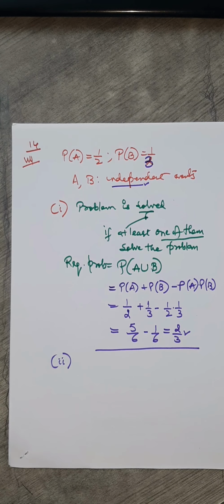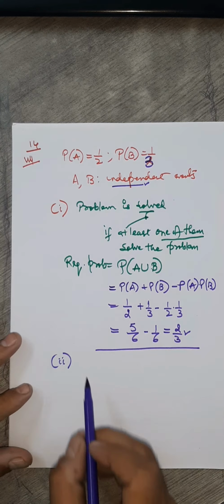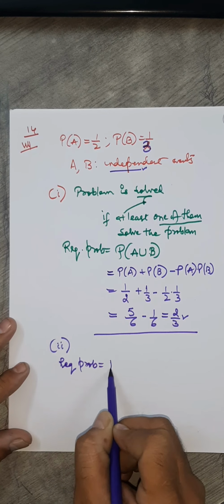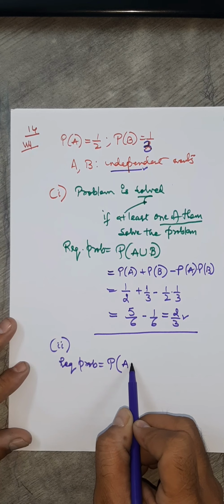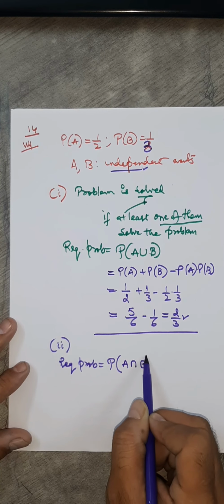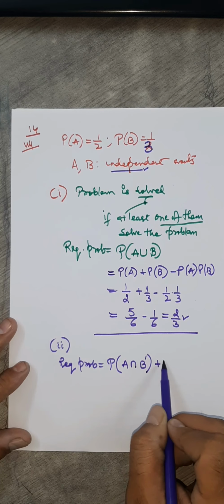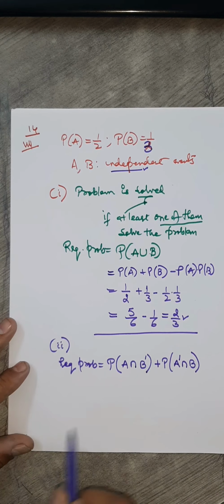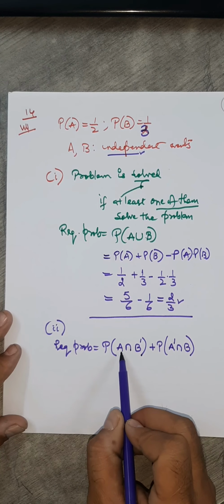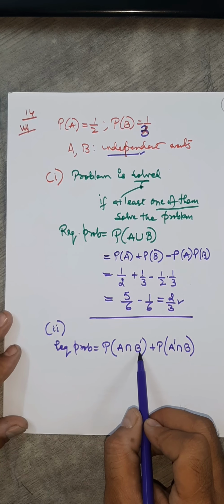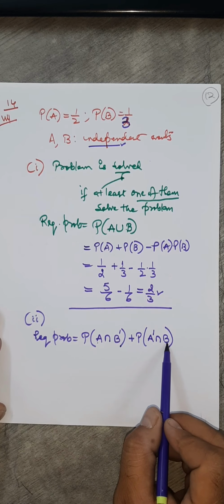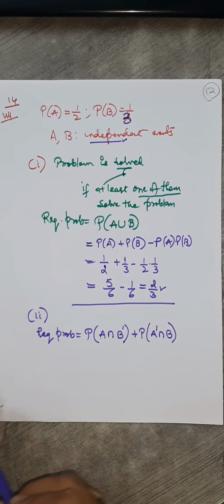What is the second question? Exactly one of them solves the problem. Exactly one of them solves the problem means what? Here the required probability equals either the problem is solved by A but not B, or, and "or" means plus, it is solved by B but not A. Fine. This is very set-theoretical notation, you know. This means A occurs but B does not occur. This means B occurs but A does not occur. That means occurrence of A only, occurrence of B only. This means exactly one of the two students solved the problem.